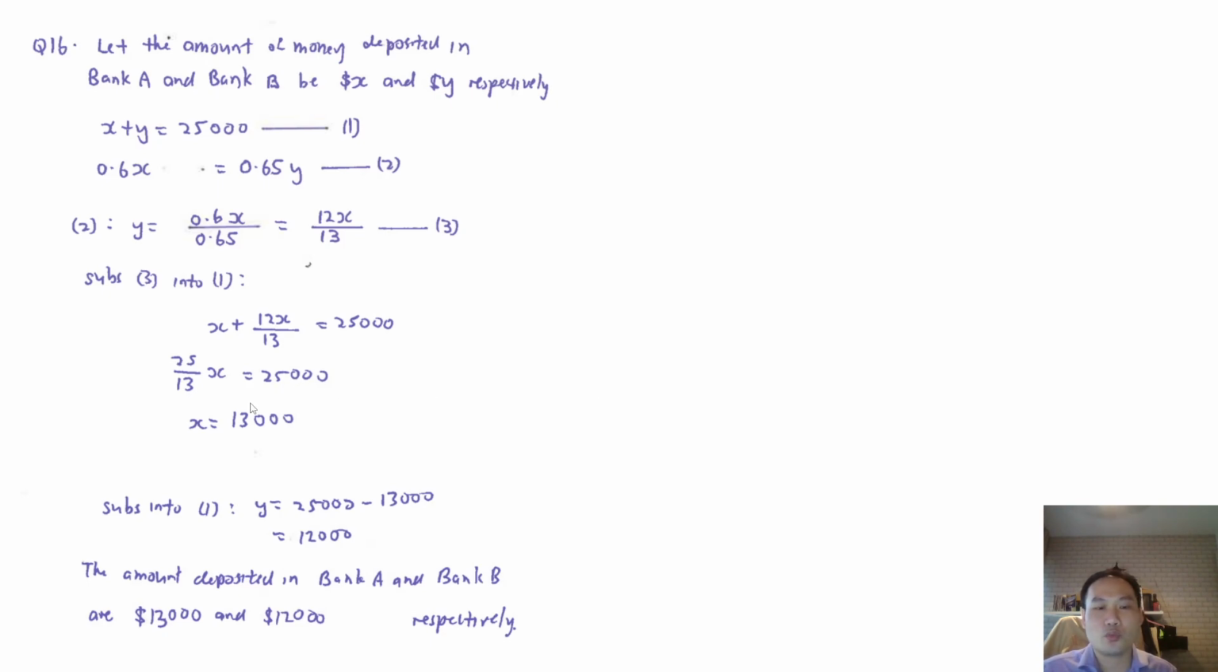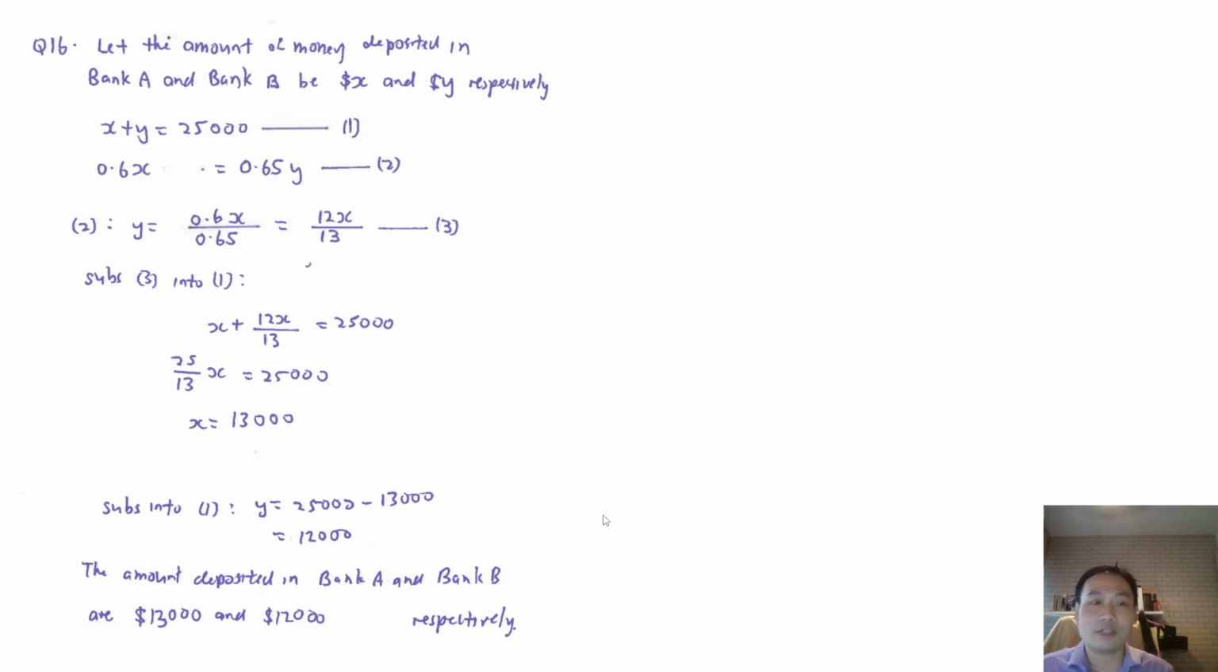Now we're going to find y, which is the amount of money in Bank B, right? So just substitute it into any one of the earlier equation. You can substitute into 1 in this case. Why not? You can also substitute it into equation 3 since y is the subject, but maybe you don't want to deal with fractions. It doesn't matter, right? You will get the same solution. So substitute into equation 1, y will be 25,000 minus 13,000, 12,000. Therefore, the amount of money deposited in bank A and bank B is 13,000 and 12,000 respectively.